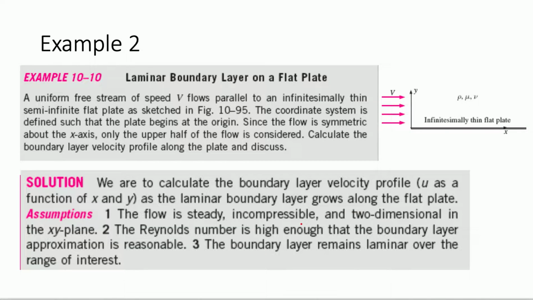Our assumptions: first, the flow is steady, incompressible and 2D in the xy plane. Number 2, the Reynolds number is high enough that the boundary layer approximation is reasonable. And number 3, the boundary layer remains laminar over the range of interest. So this problem is about laminar flow, where the Reynolds number is less than 5 times 10 to the power of 5.